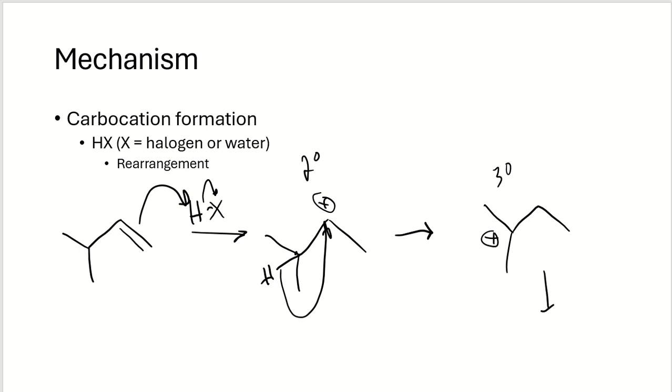And after I add my X minus, let's not make it too complicated with the arrow. Let's do it there. I would get this product.